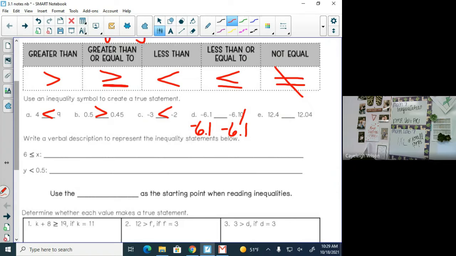So there are two things that I would accept here. You can put an equal sign there, or you can put a greater than or equal to sign there. The directions do say an inequality symbol, so I'm just going to put a greater than or equal to, because it may not be greater, but it is equal to. So it's greater or it's equal to.